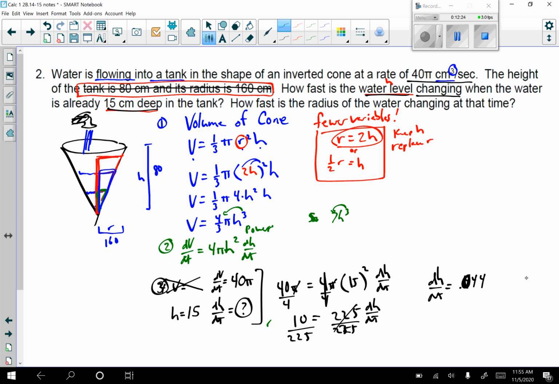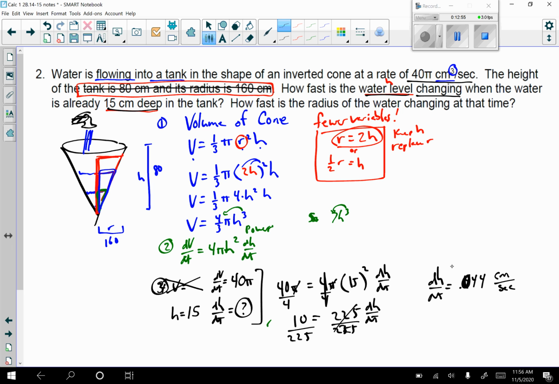Always need units. So look at the dH/dt. The units for height, well, the only kind of measurement they gave us was centimeters in here. So height is centimeters. And then over time, the only time unit they gave us was seconds. So dH/dt is centimeters per second. So the water is rising at 0.44 centimeters per second when it's 15 centimeters deep. And a change if it's other centimeters deep. So that's the first question.